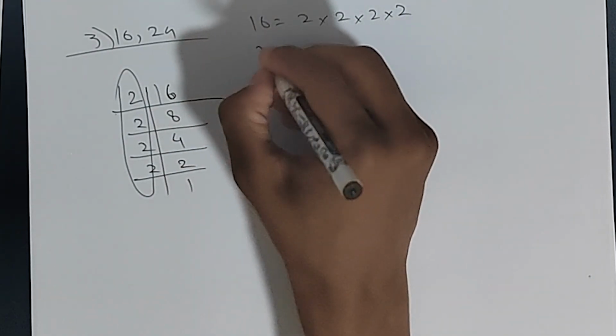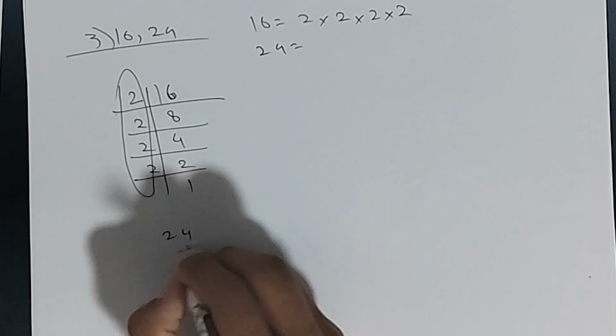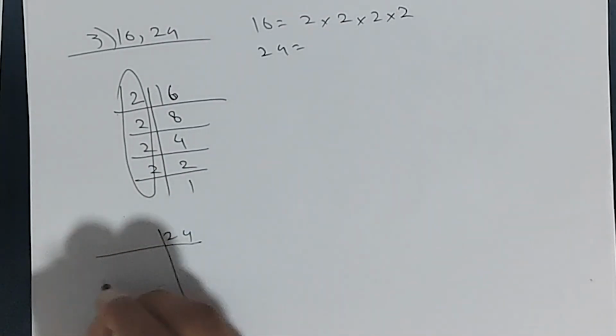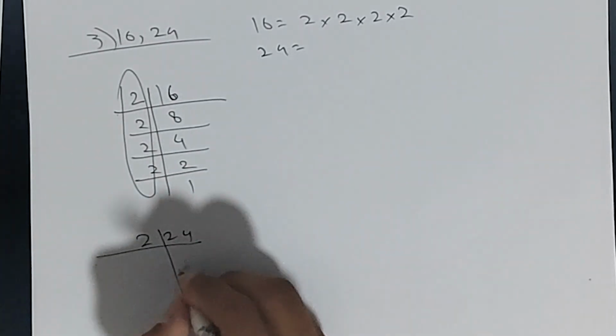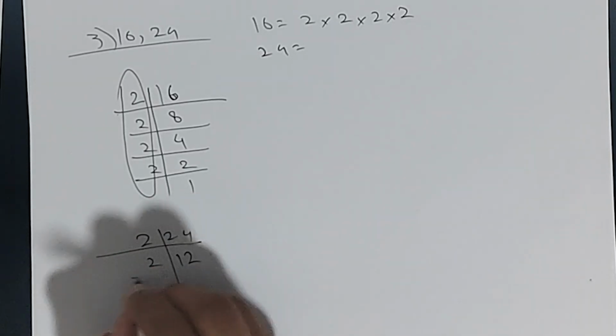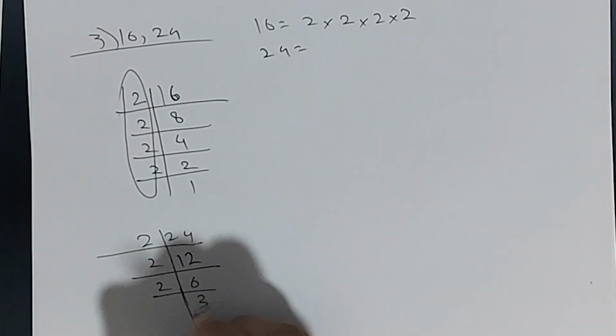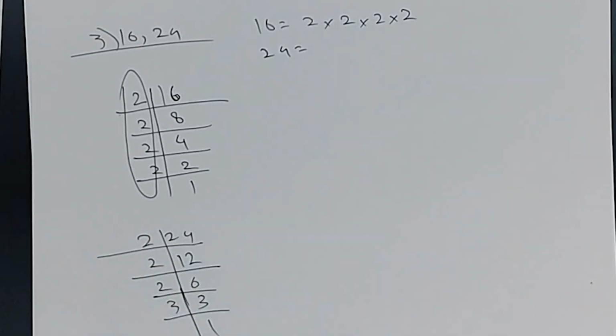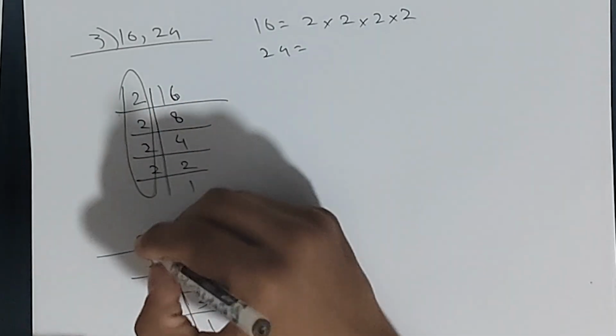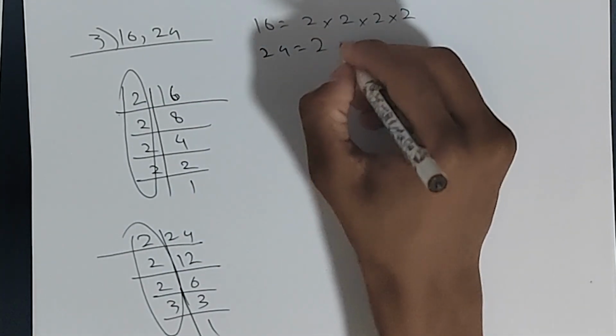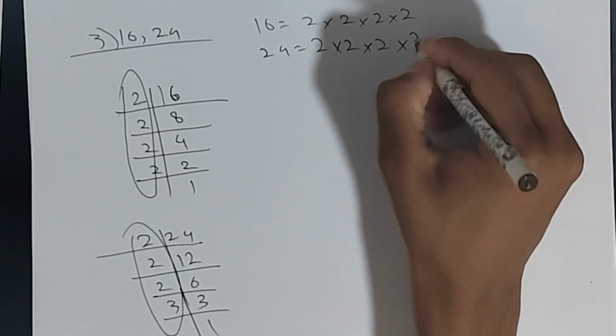Now we have 24. Okay, let's divide that by 2. We're going to get 12. Now let's divide that by 2 again, we're going to get 6. Then we divide that by 2 again, we get 3, and we're going to divide that by itself, and these are the numbers we get. 2 times 2 times 2 times 3.